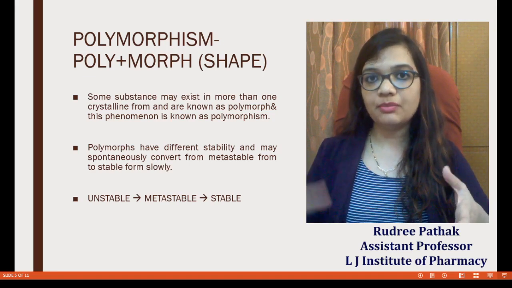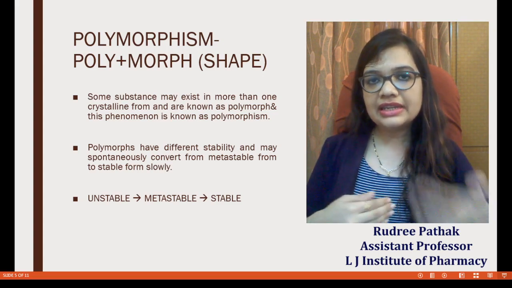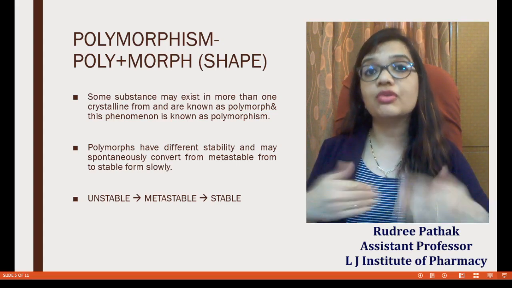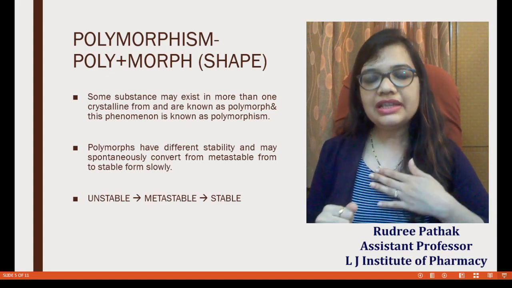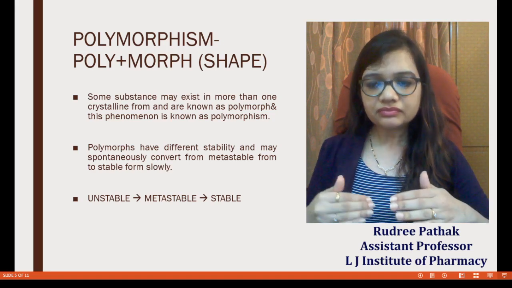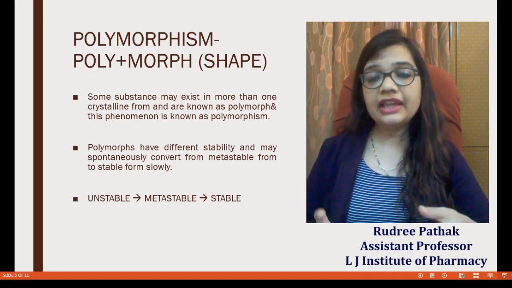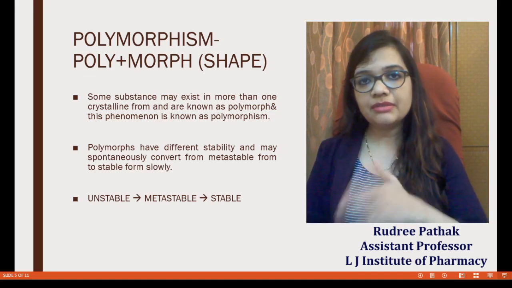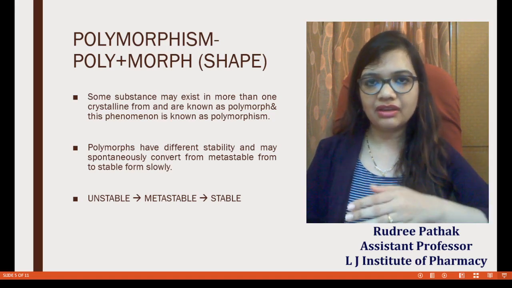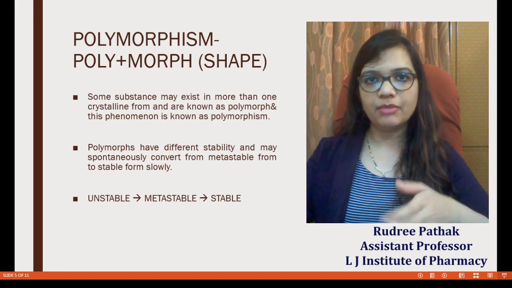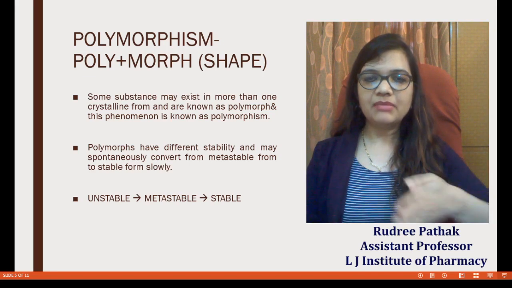So this is when the real question arises, when we are dealing with certain compounds which have more than one shape, poly plus morph, polymorphism. Now, these are compounds which have different stability in different shapes or different states, and they can change from metastable to stable, or unstable to metastable and stable. So all the polymorphs of a particular compound will be classified into these three categories: unstable, metastable, and stable.